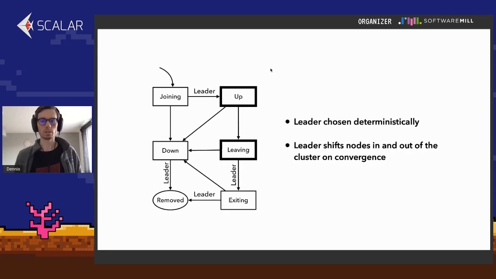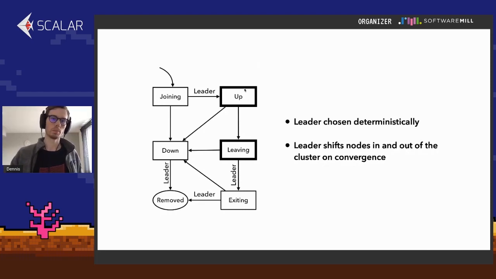What that leader does is take care of shifting nodes in and out of the cluster. And it does that when there's convergence. Convergence means that when he sees that every node has observed the same membership, then he can upgrade a node that wanted to go to the next step. So for instance, a node can at any time join the cluster. He'll arrive in the joining state. When every node has seen him as joining, the leader will move him to up.